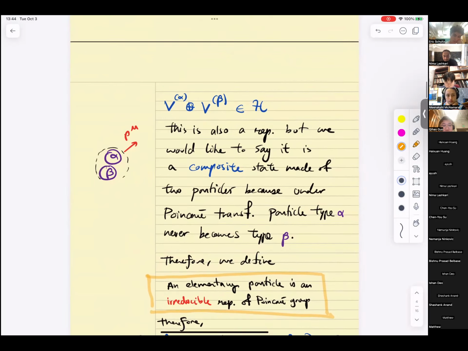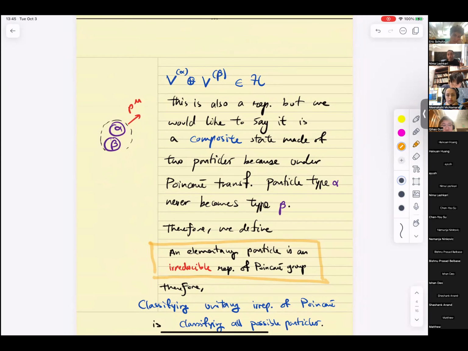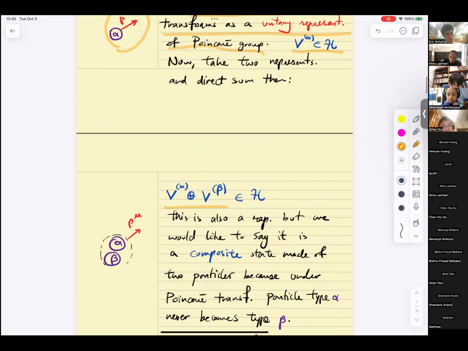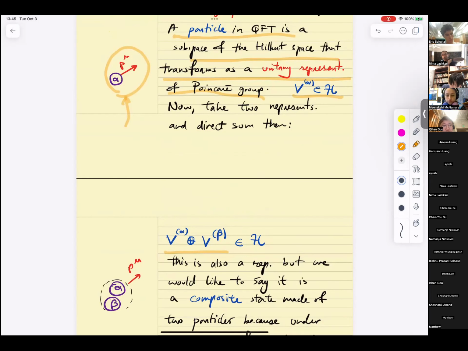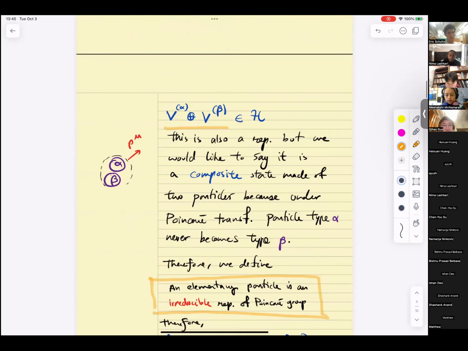Now, let's say you take two such subspaces corresponding to alpha and beta particles and direct sum them. This is still a unitary representation. The physical picture, cartoon to have in mind, is that if in the previous picture you had an alpha particle that was moving in space and getting boosted and all that, this is like a composite state, where alpha and beta don't talk to each other, right?